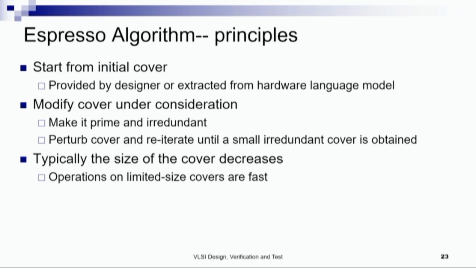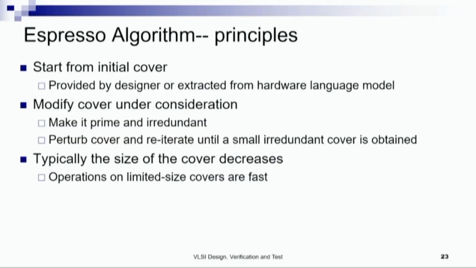With this initial cover, it is a cover because it covers all the one terms in the function, right? All the one product terms in the function are somehow covered by this initial cover. So provided by designer or extracted from hardware language model, right? Then we modify the cover under consideration. How do we do it?